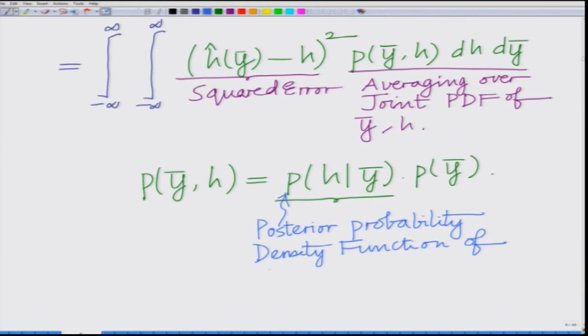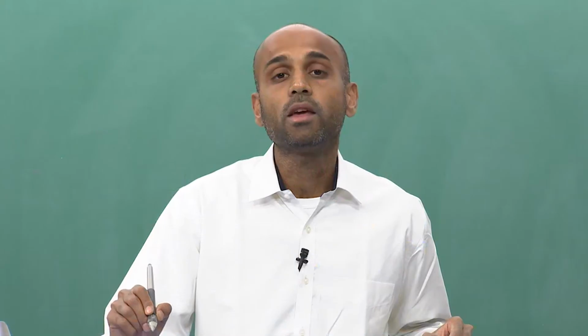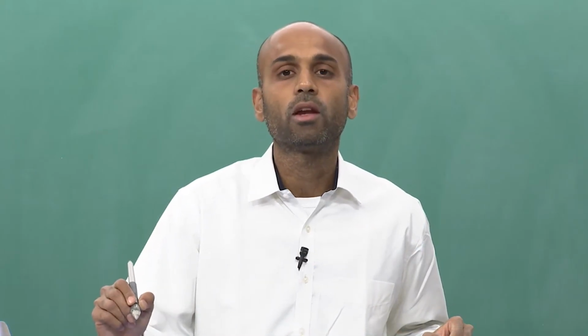This is the a posteriori probability density function of h given your observation vector y bar, and P of y bar is the marginal probability density function of y bar, where PDF basically represents probability density function. So, P of h given y bar is an important quantity. It is the a posteriori probability density function of the parameter h. Remember we said we have a prior probability density function of h, which gives information about the parameter h.